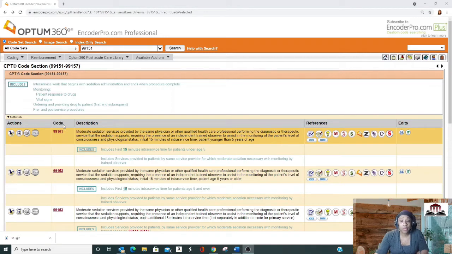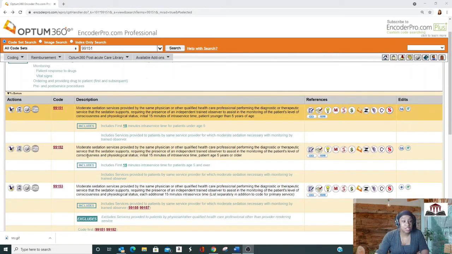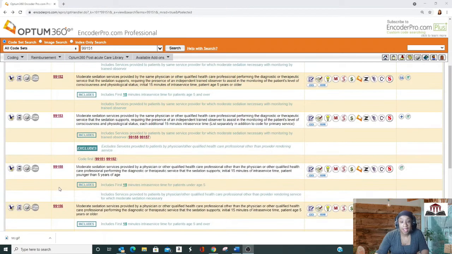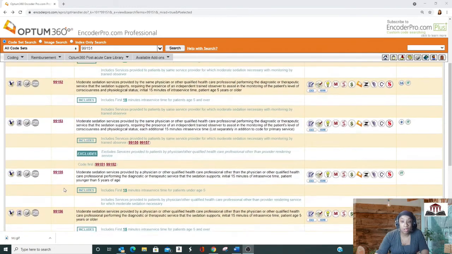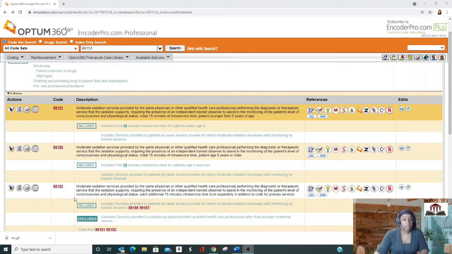We'll talk about the coding rules in a bit, but let me introduce you to these codes first. You have two sets of codes when you code sedation. The first one, 99151 to 99153, and the second set is 99155 to 99157. The first thing is, why do we have two sets of codes?